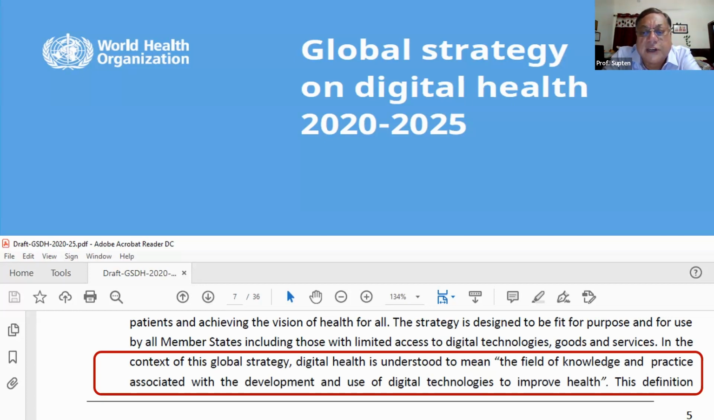And they're defining digital health as the field of knowledge and practice associated with the development and use of digital technologies to improve health. What is digital technology? Earlier, the commonly used term was ICT, or Information and Communications Technology. So now even that terminology has been shortened to digital technology. So wherever we are using such information and communications technologies and other forms of digital technologies to improve health, that is digital health. So the definition is quite simple. So obviously it covers a very wide range.